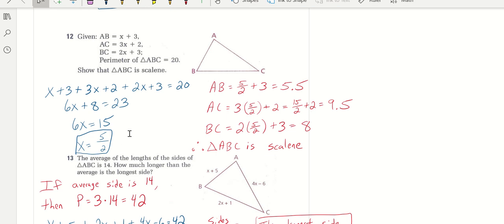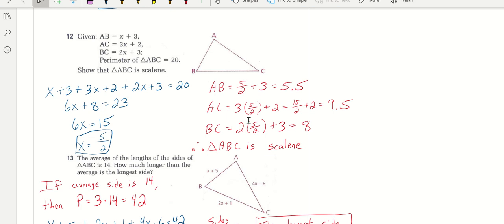Okay. Once we have x equals 5/2, we substitute in for AB, AC, and BC. AB, instead of x, that's 5/2 plus 3. 2.5 plus 3 is 5.5. For AC, 3 multiplied by 5/2. 3 times 2.5 is 7.5. 7.5 plus 2 is 9.5.